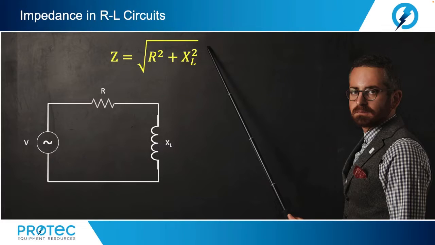The equation impedance equals the square root of the sum of resistance squared and inductive reactance squared is the mathematical representation of the impedance in a resistive inductive circuit.